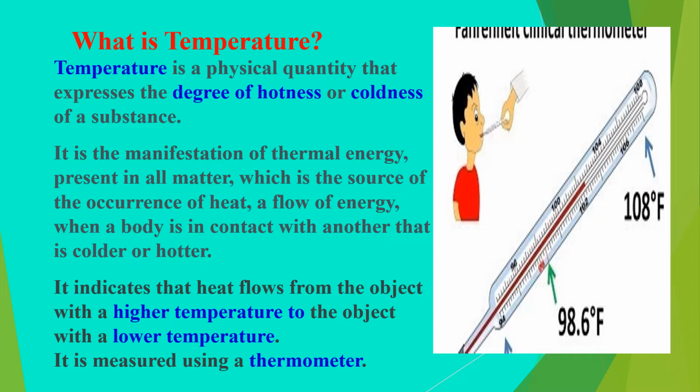What is temperature? Temperature is a physical quantity that expresses the degree of hotness or coldness of a substance. It is the manifestation of thermal energy present in all matter, which is the source of the occurrence of heat, a flow of energy when a body is in contact with another that is colder or hotter. Temperature indicates that heat flows from the object with a higher temperature to the object with a lower temperature. Temperature is measured using a thermometer.